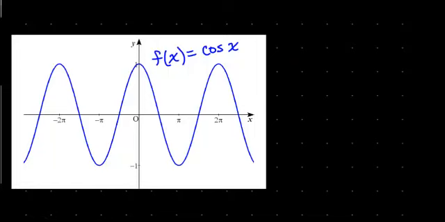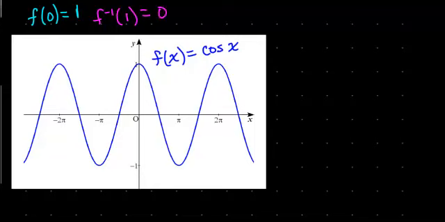Let's remind ourselves briefly here what an inverse function does. Let's say we have f of 0, and we know here that f of 0 equals 1. That is, the cosine of 0 is 1. Okay? Well, f inverse of 1 then equals 0. That is, the inverse function is the function that takes the output and sends it back home, sends it back to 0.